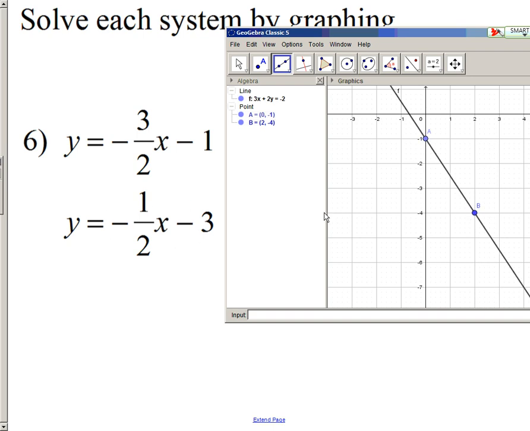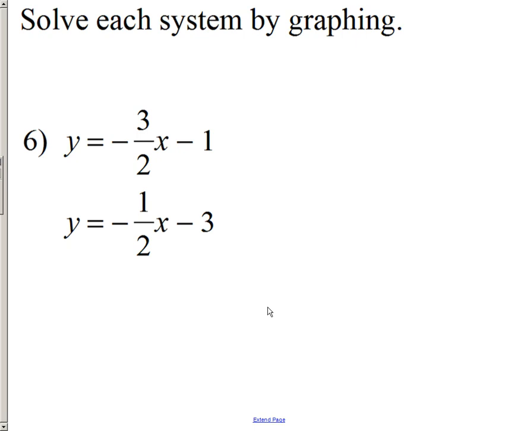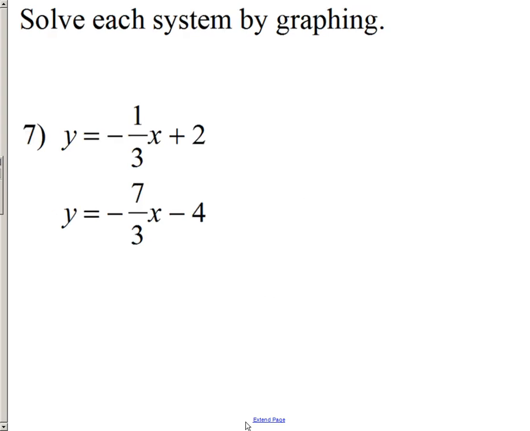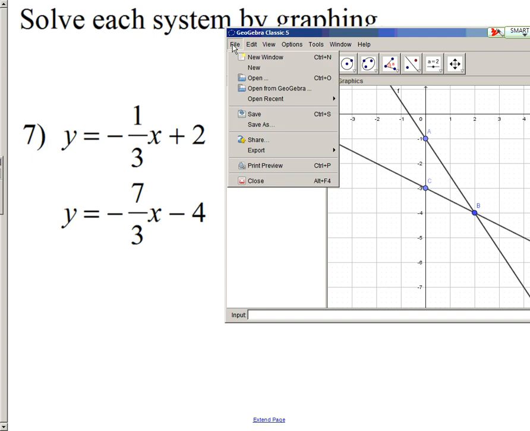The second equation is -3 is my y-intercept, and the slope is -1, to the right 2. And you can see very clearly right there that that puts us at 2, -4 for the solution. This ordered pair will solve both of these equations. Okay, so here's the second one that I've given you.